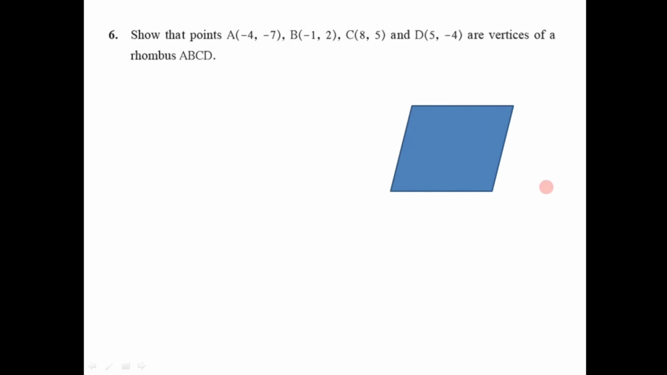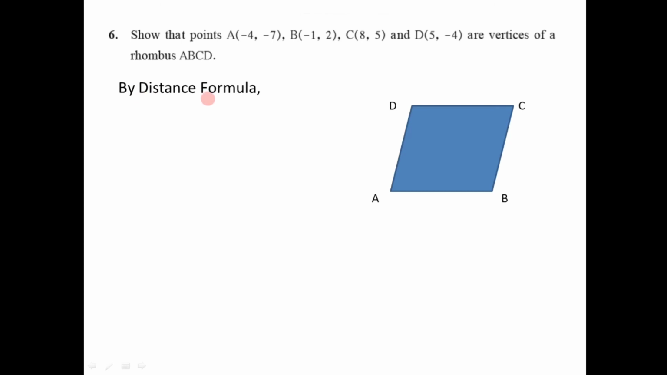For that, let us consider a quadrilateral given here with the vertices A, B, C and D. We have to show that this is a rhombus. And we know that all the sides of a rhombus are congruent. So we have to check whether all the four sides of this quadrilateral are congruent or not. So for that, we should find the lengths of all the four sides of this quadrilateral. This side AB, side BC, side CD and side AD. So here again we have to use the distance formula.